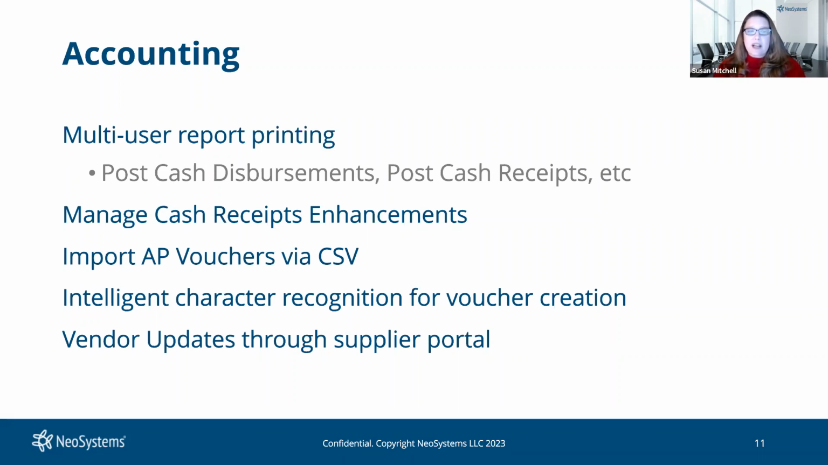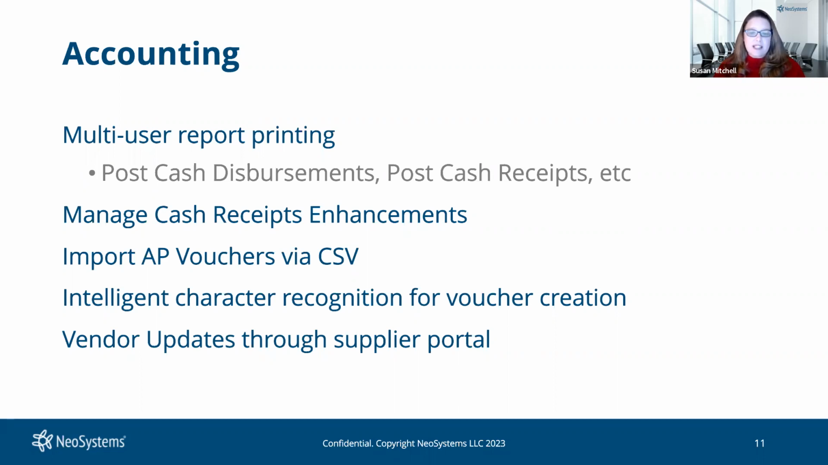The ability to import AP vouchers via CSV. For a long time, the file format had been in one format. Now we have the ability to do the CSV. Intelligent character recognition for voucher creation is another thing that's coming along with 8.2. This further streamlines that AP process, allowing us to load things instead of having to hand key many things.